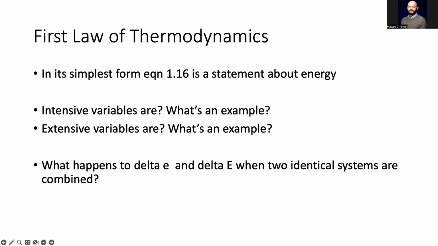Here's how we write the first one. W is the easy one. Good. This one? Heat. This one? Energy.